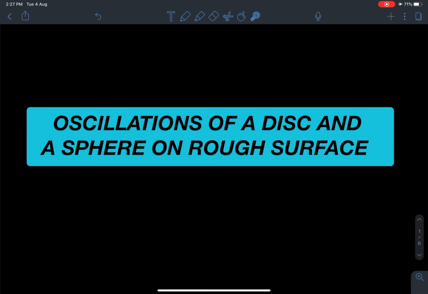This is Nitin here, and today again I have come up with another challenging problem in physics. As you can see, the name of this problem is oscillations of a disk and a sphere on a rough surface. And here we are going to solve this question by using a trick, and this will be the shortest possible way of solving this question, so please tune in.